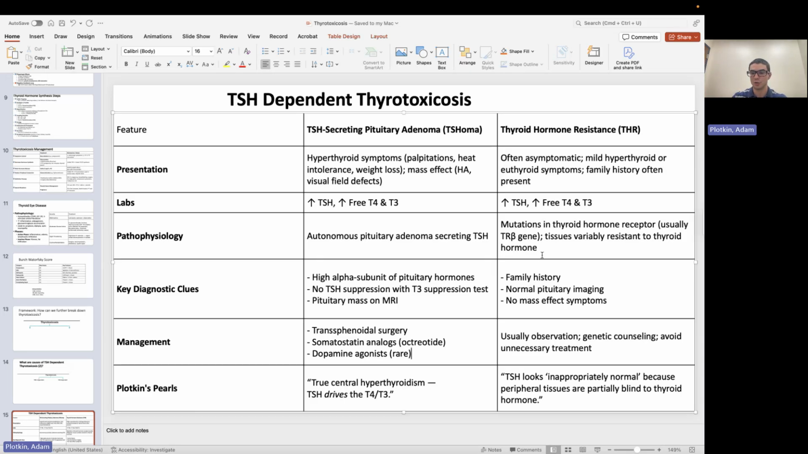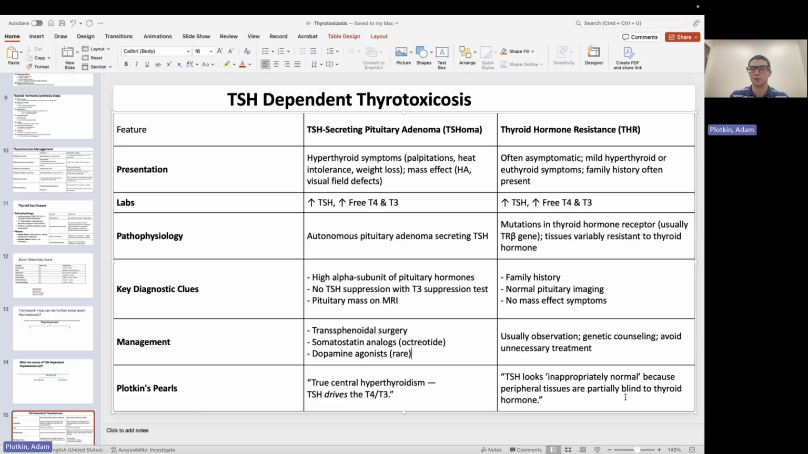So again, key diagnostic clues, we'll see a family history maybe, normal pituitary imaging, and no mass effect. Because again, there's really two big things that can cause this TSH-dependent thyrotoxicosis. We've got a TSH secreting pituitary adenoma and thyroid hormone resistance. So one of the easiest things we could do is get a brain MRI and see, hey, is there a tumor there? So again, management will usually be observation and genetic counseling. We could get endocrine involved, right? They're the experts here. So again, my pearl for this one is the TSH looks inappropriately normal or potentially elevated because the peripheral tissues are partially blind to your thyroid hormone.